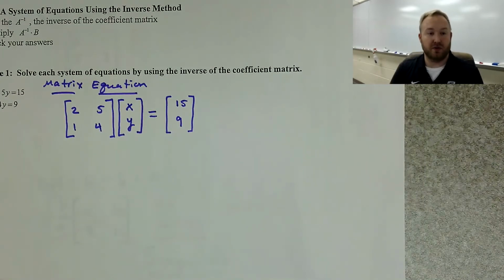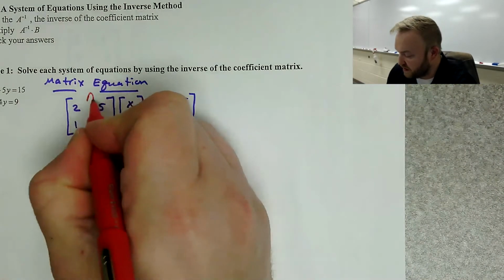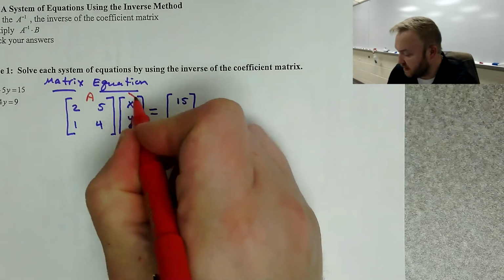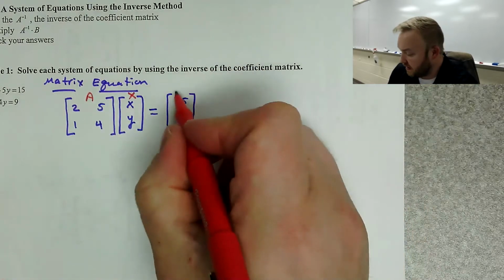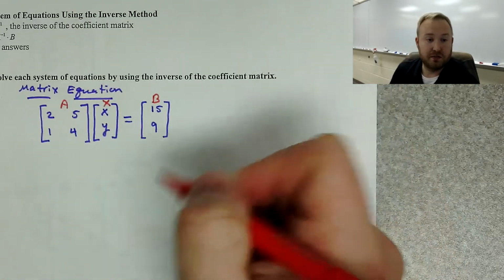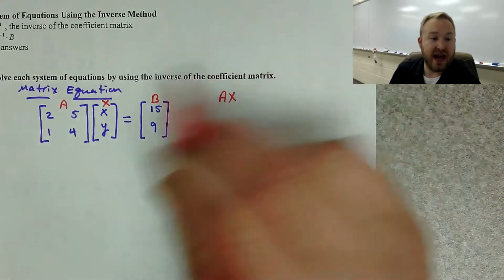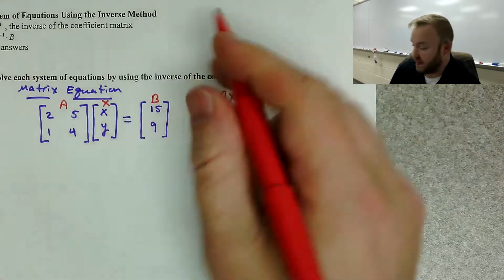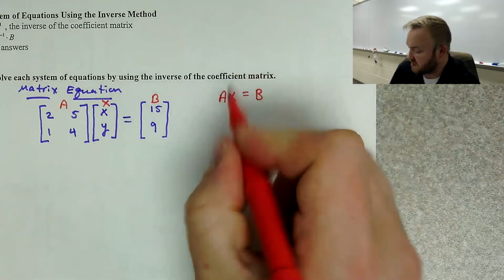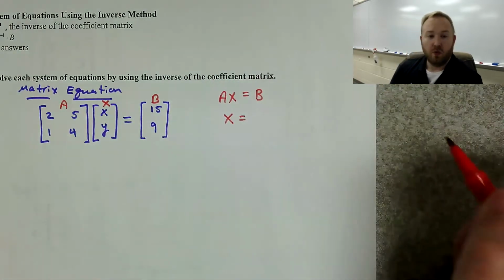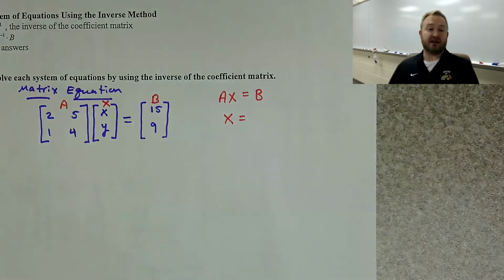Now, how are we going to solve this matrix equation? Well, let me run you through that. It's actually not too bad. This first matrix, I'm going to call matrix A. The second matrix is matrix X, and the third matrix is matrix B. So what we're really doing here is multiplying matrix A by matrix X, and that is equal to matrix B. We need to solve this for X.